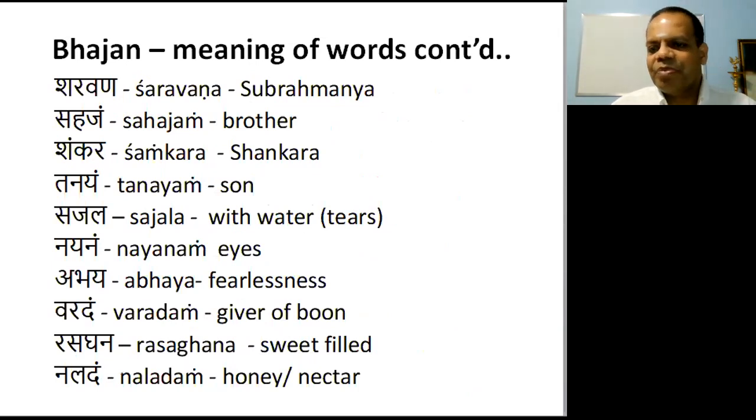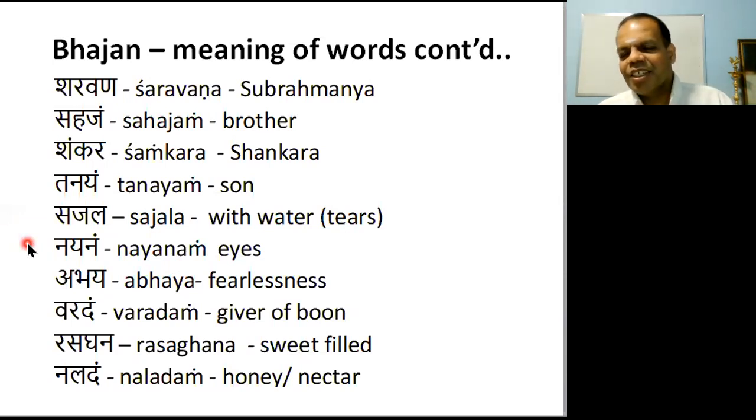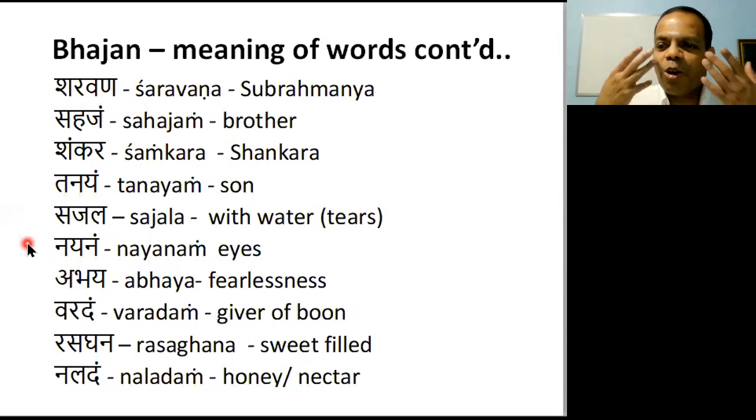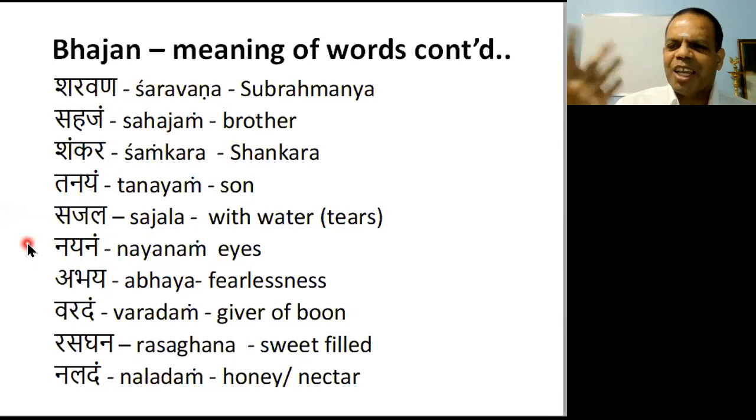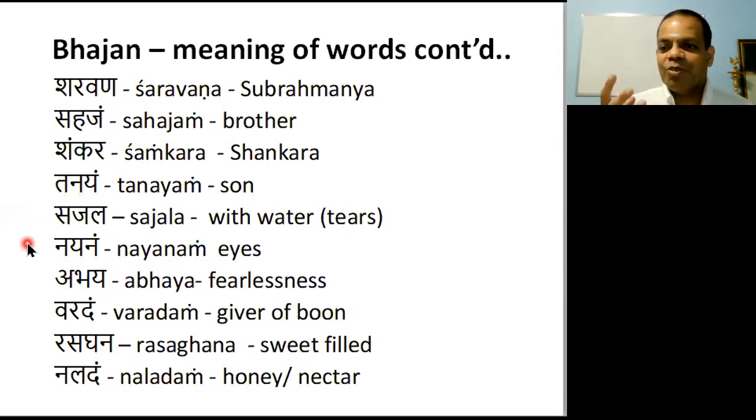Shankara Tanayam. Shankara is Shiva. Tanayam is the son. Okay. Sajala Nayanam. Sajala: Jala is water, Sa means with. Nayanam means eyes. So they say the Lord's eyes are always filled with tears. Tears of compassion. Anytime it will shed, so the eyes will be so watery. Sajala Nayana means he's ever ready to cry at the pain of ours.